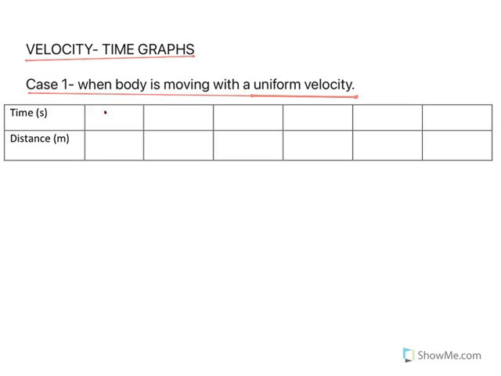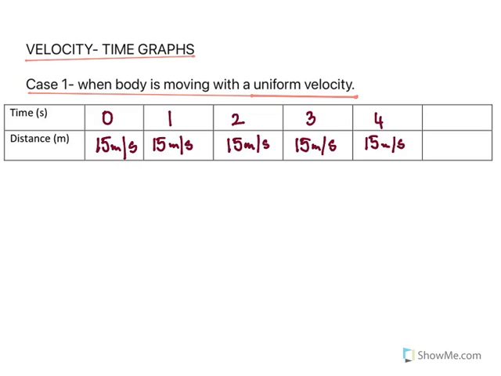So at time, say, 0 seconds, it will have a velocity maybe 15 meters per second. At 1 second, again 15 meters per second. At 2 seconds also 15 meters per second. Third second, 15 meters per second. Fourth second, 15 meters per second. And fifth second, also 15 meters per second. Here the velocity is uniform, it's the same.